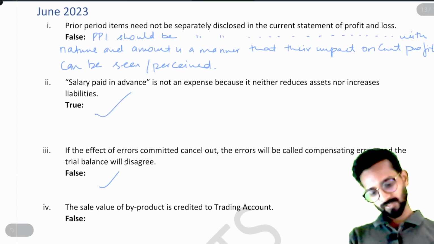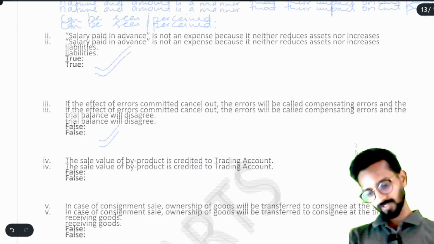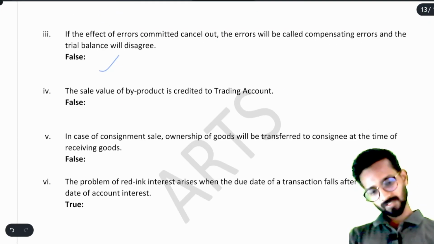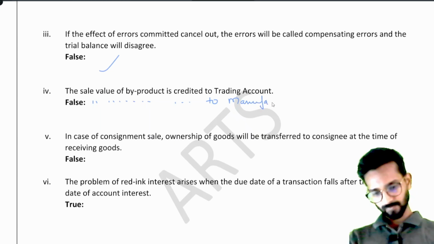If the effect of error is also discussed, the sale value of byproduct is credited to the trading account. See, this is important. It is never credited to the trading account. Okay, why? See, the sale value of byproduct is credited to manufacturing account.